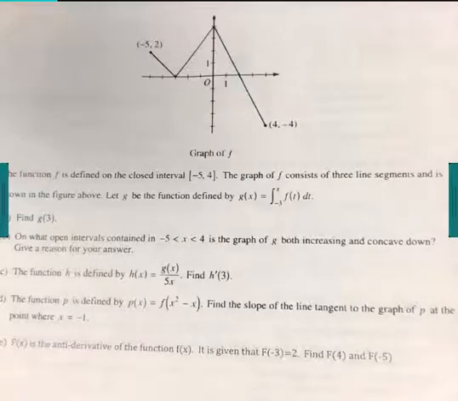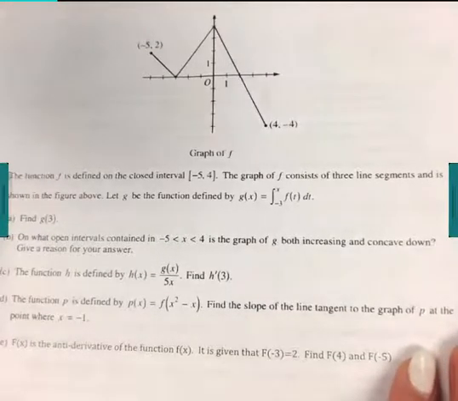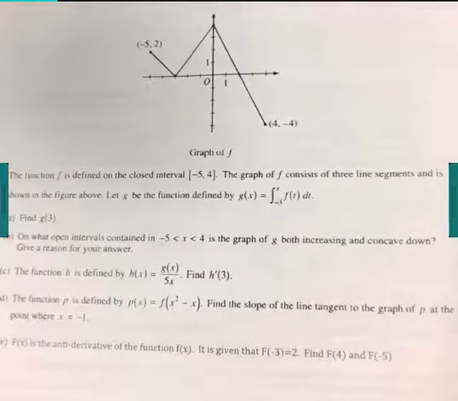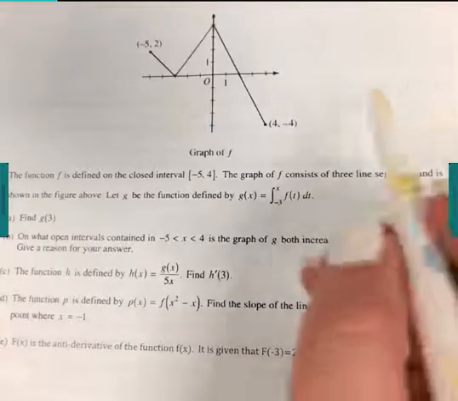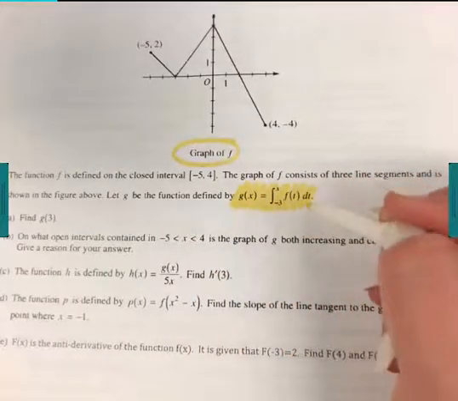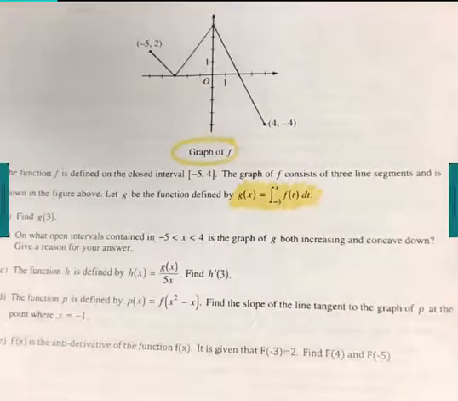Part A. Okay, Jenny, read it aloud for us. The function f is defined on the closed interval -5 to 4. The graph of f consists of 3 line segments and is shown in the figure above. Let g be the function defined by g of x equals the integral. Okay, good. So this is a graph of f. G is a function that's the integral of f. So part A, do it, and maybe you'll get a Berkner Beesie. You should be able to do this ever since Monday.